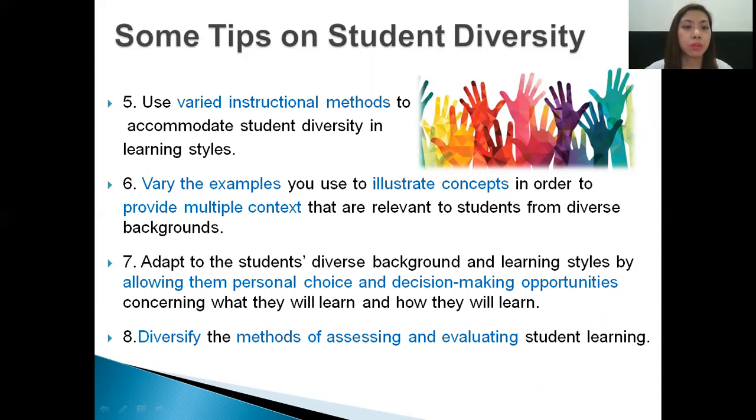Seventh is to adapt to the students' diverse background and learning styles by allowing them personal choice and decision-making opportunities concerning what they will learn and how they will learn. Eighth is to diversify the methods of assessing and evaluating student learning. For example, instead of the traditional pen and paper assessment, you can ask them to do individual oral reports, panel presentations, group projects, visual presentations, or dramatic vignettes.